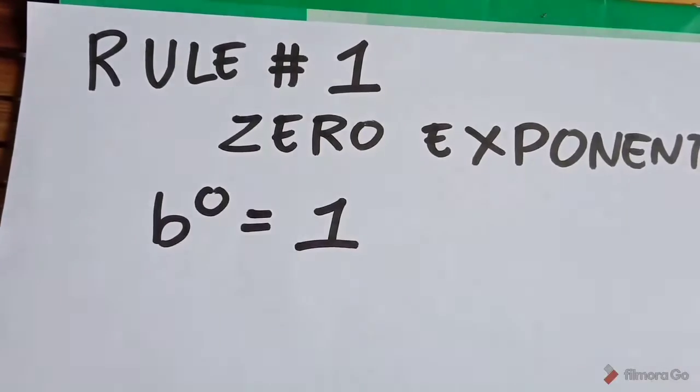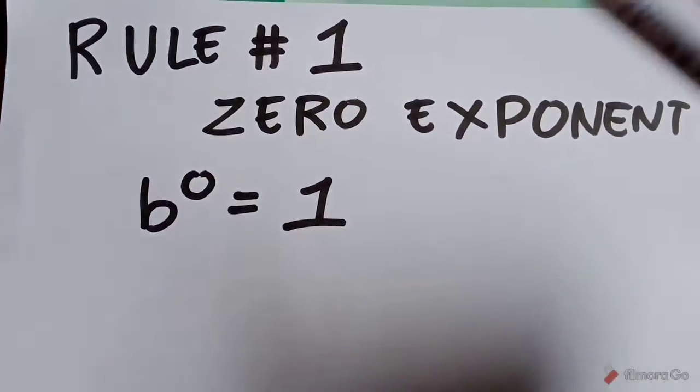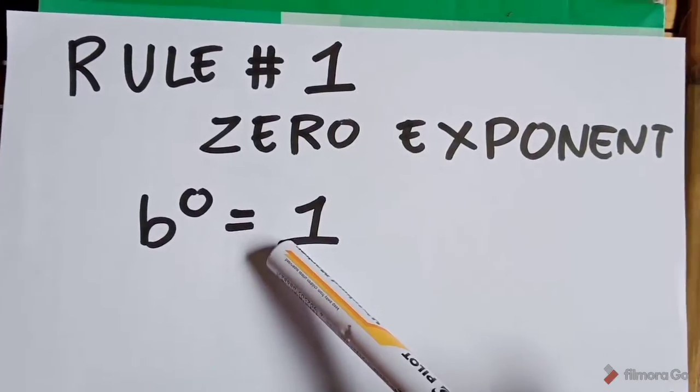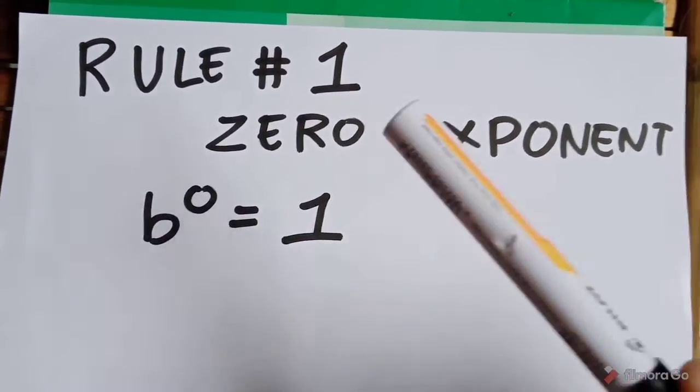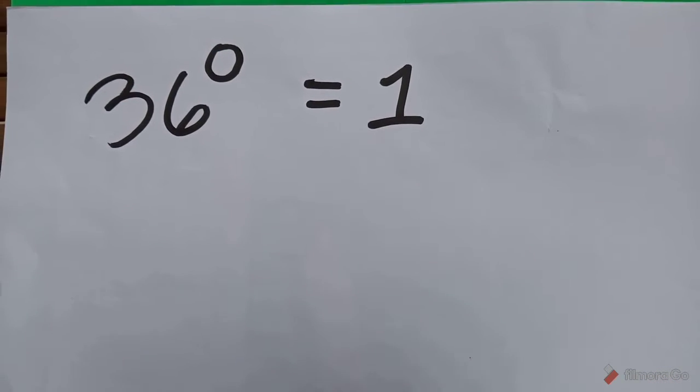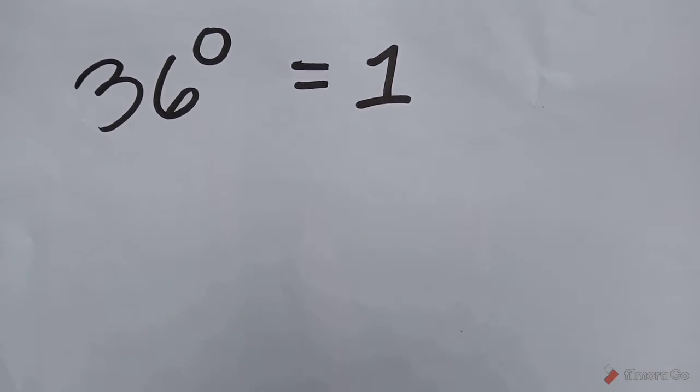Okay, this is rule number 1. Rule number 1 is the zero exponent property. It states that any non-zero number which is raised to 0 is equal to 1. Okay, let's have an example. If 36 is raised to 0, it is equal to 1.